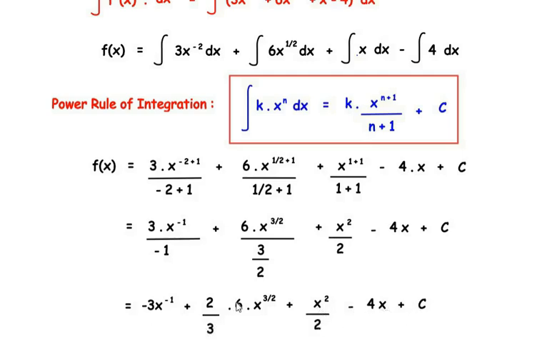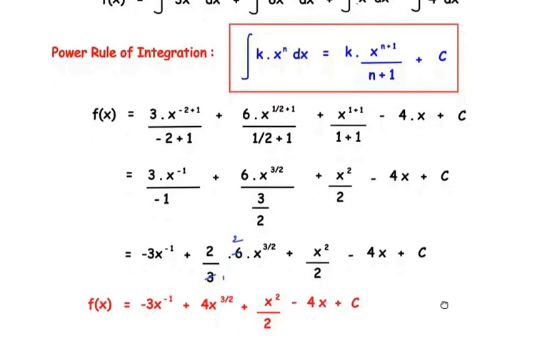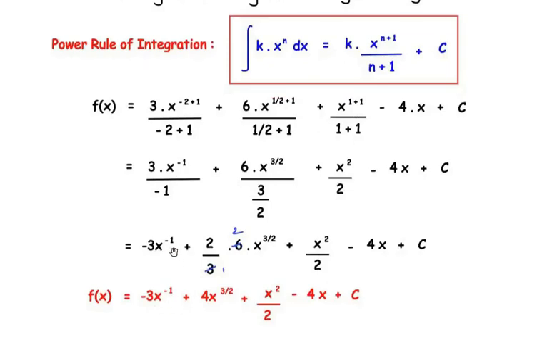Now here 3 divides 6, that is 3 1 times is 3 and 3 2 times is 6. So here we get f of x as negative 3 times x to the power of negative 1 plus 2 times 2 gives us 4 times x to the power of 3 over 2 plus x square over 2 minus 4x plus c. So this is the answer for our first question.